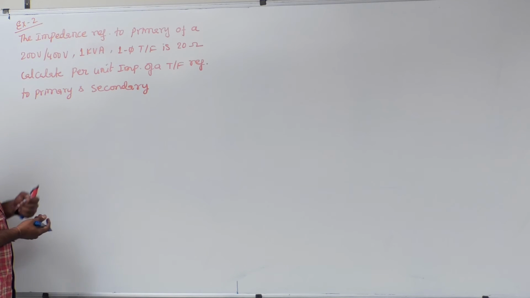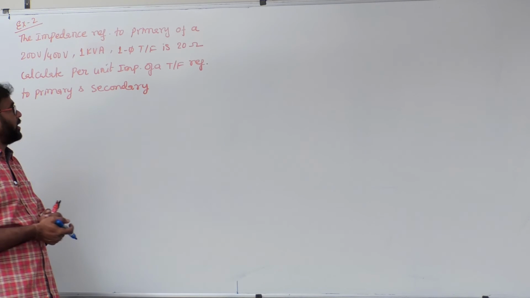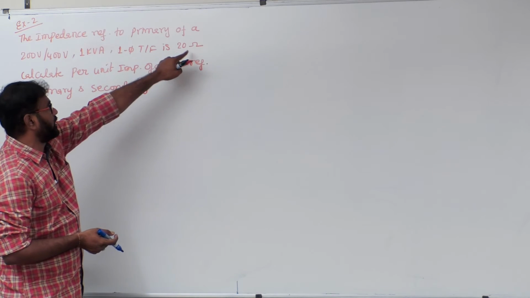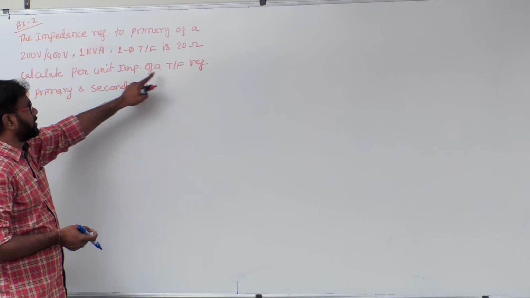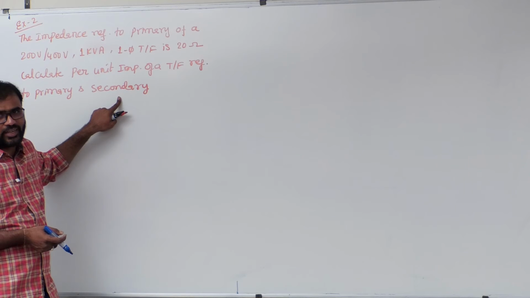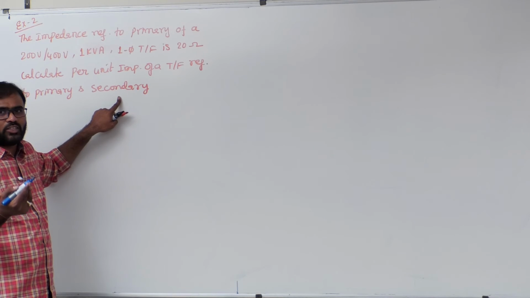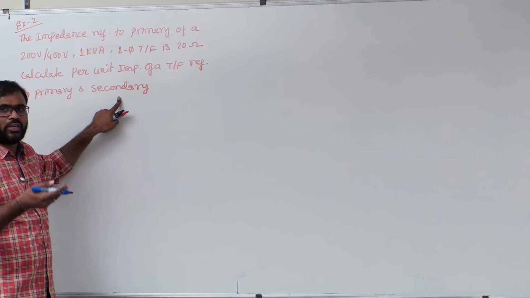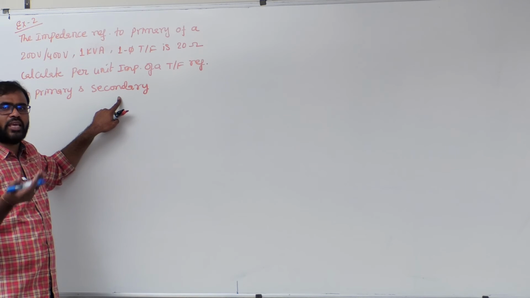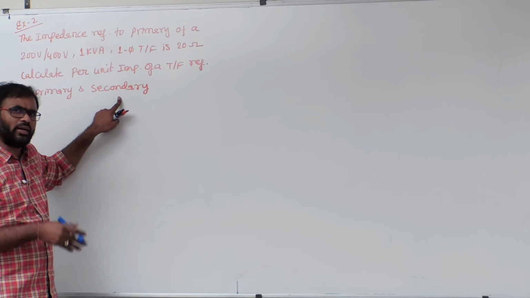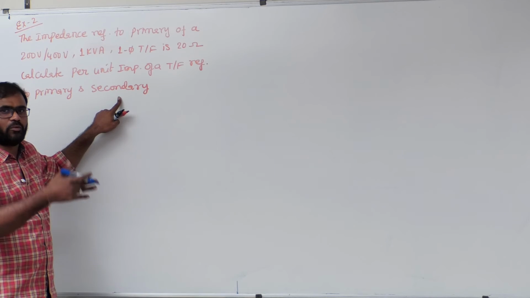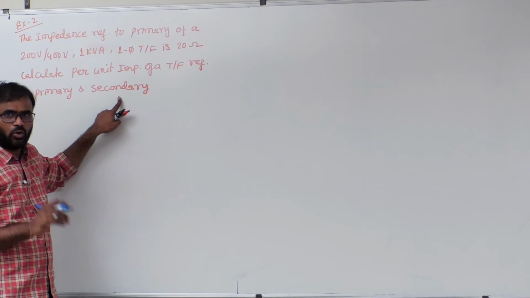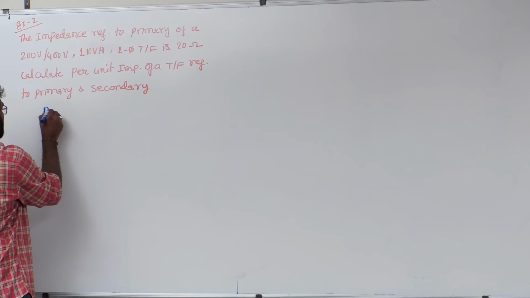Now we will see this example. The impedance referred to primary of a 200 volts by 400 volts, 1 kVA single phase transformer is 20 ohms. Calculate the per unit impedance of the transformer referred to primary and referred to secondary. Per unit impedance referred to primary and referred to secondary are always the same. So Z01 per unit and Z02 per unit will give the same answer, but we will calculate both and prove they are the same. First we will solve for the primary side.